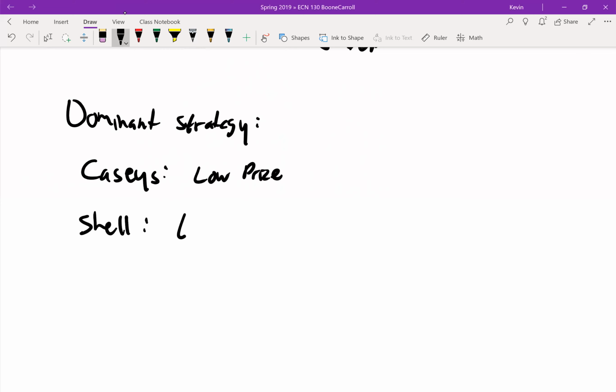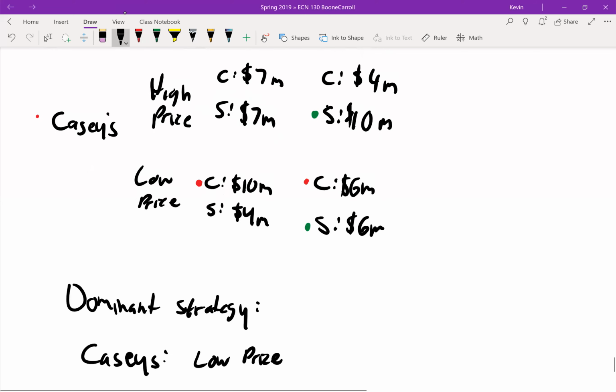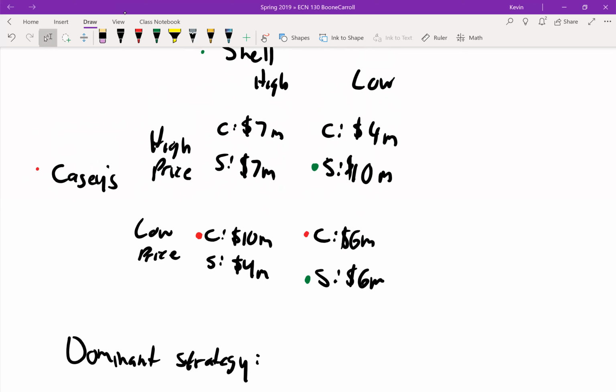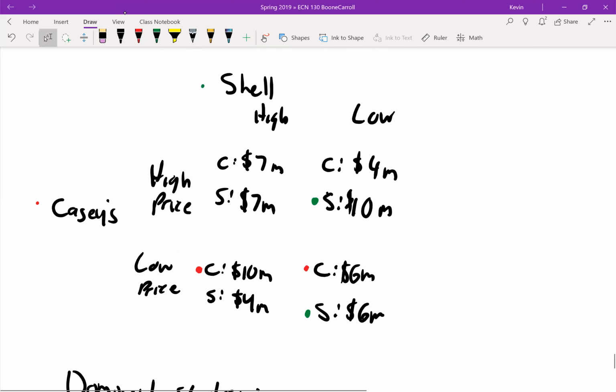And same thing for Shell. Their dominant strategy will be to charge a low price. Again, that's because no matter what Shell does, Casey's is better off going low. Similarly for Shell, no matter what Casey's does, Shell is better off picking a low price.